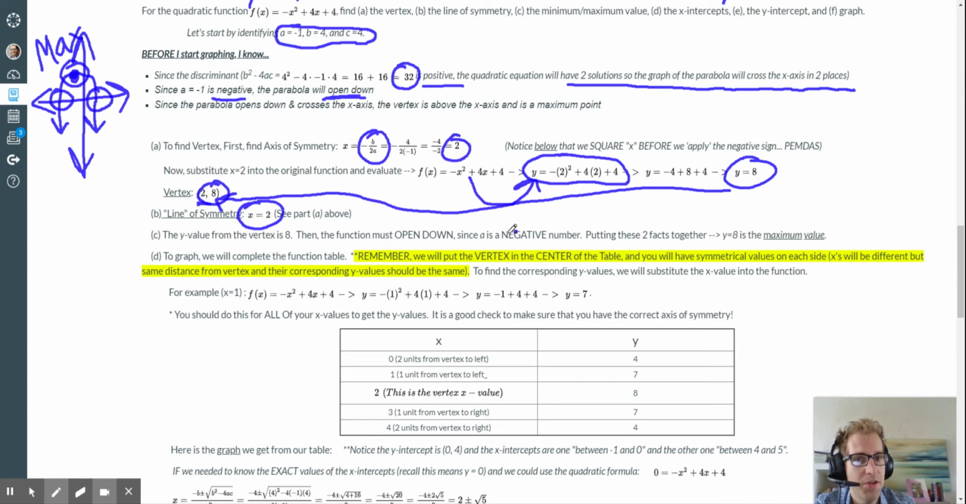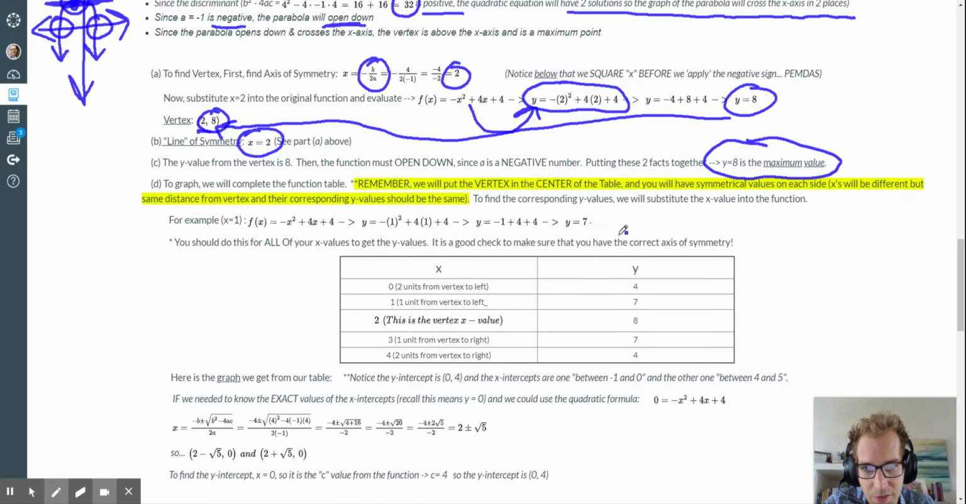Since it opens down, a is a negative number. Put these two facts together. You know it's not a minimum. You know that y equals 8 is our maximum value, the maximum height that we can get to on our parabola. From there, you'd complete the function table.